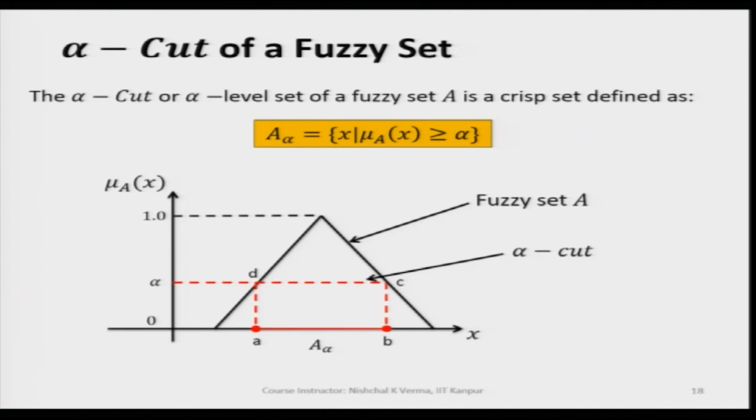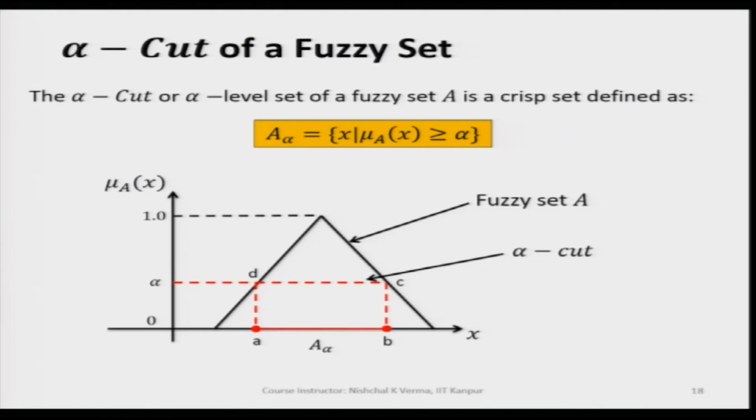Now, let us understand the alpha cut of a fuzzy set in fuzzy systems theory. The alpha cut, or alpha level set, of a fuzzy set is a crisp set that is defined as A alpha equal to the set of all the x for which the corresponding membership values are more than or equal to alpha. Alpha can be any value between 0 and 1; it can be 0 also.